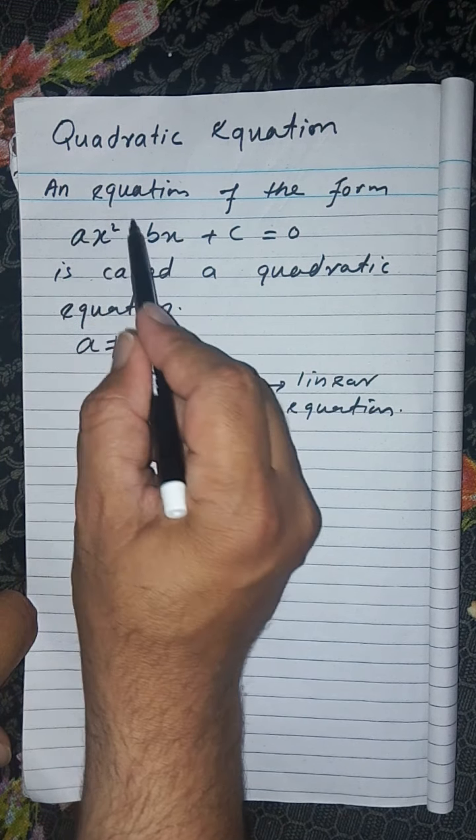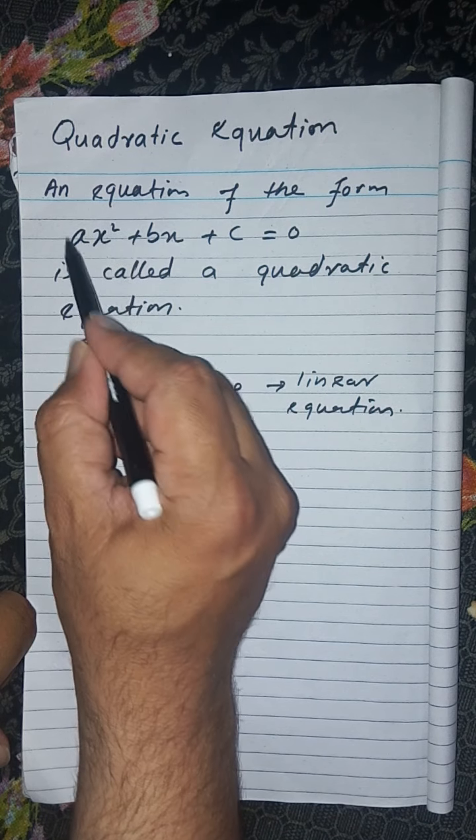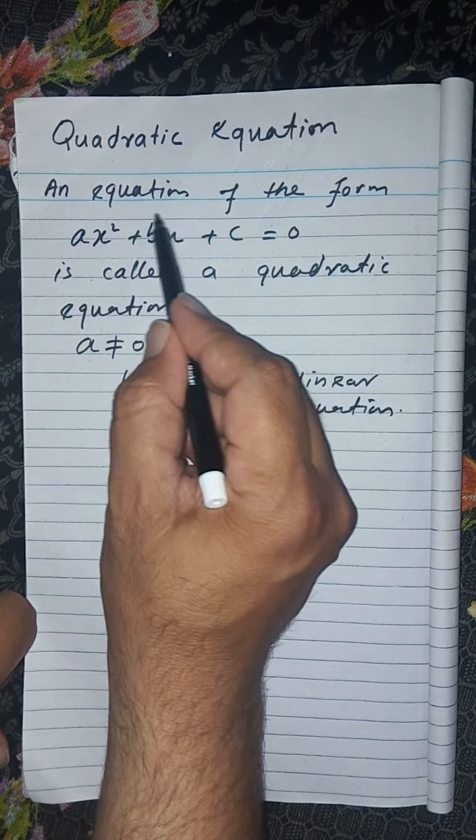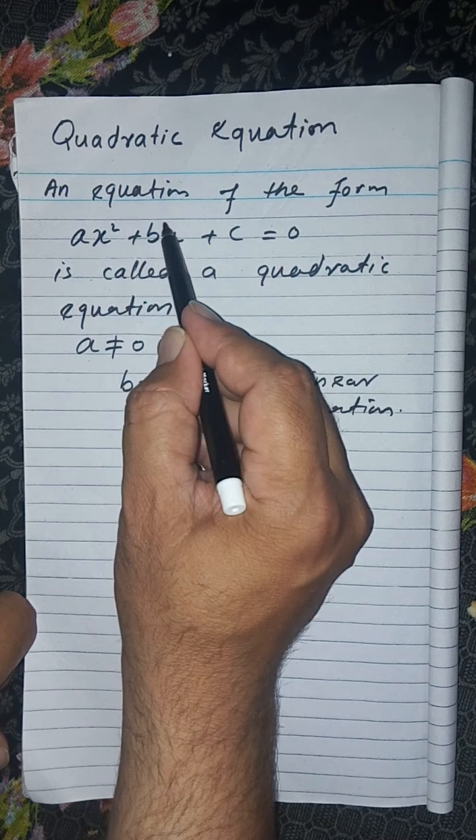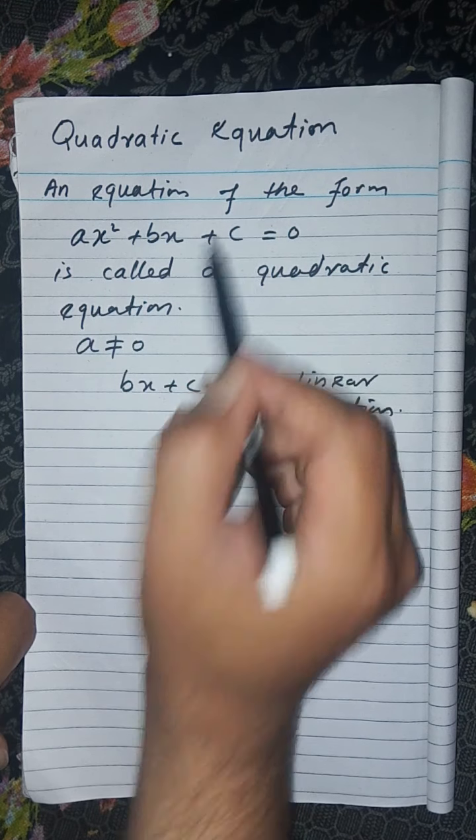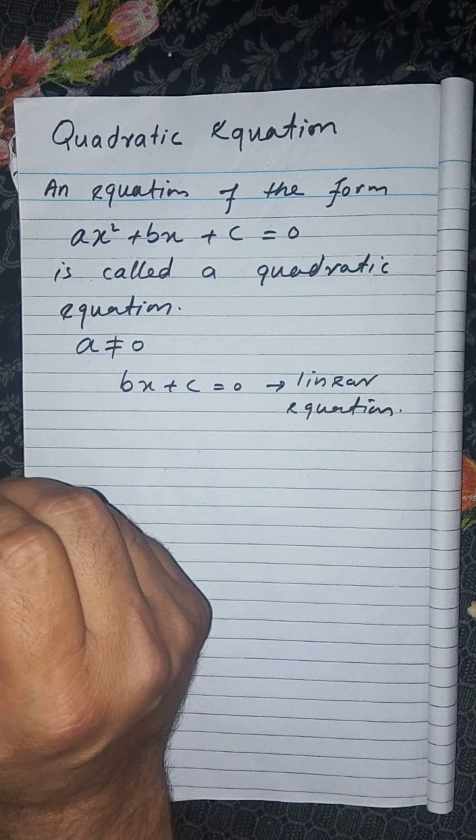This ax square term is called quadratic term. This bx term is called linear term and this c one is called constant term.